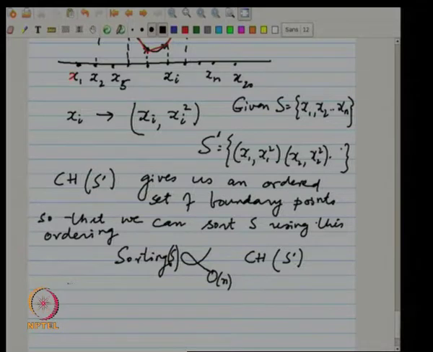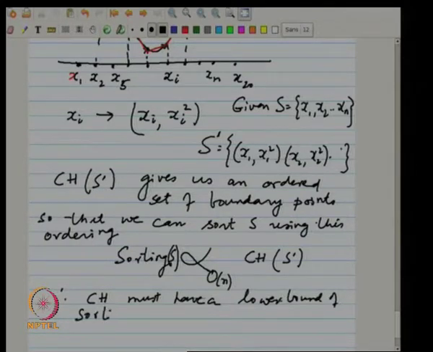And therefore, convex hull must have a lower bound of sorting. Otherwise, I could reduce sorting to convex hull and then sort it faster than the lower bound for sorting, which cannot be, right. So, the lower bound for sorting must also be applicable to the lower bound of convex hull.